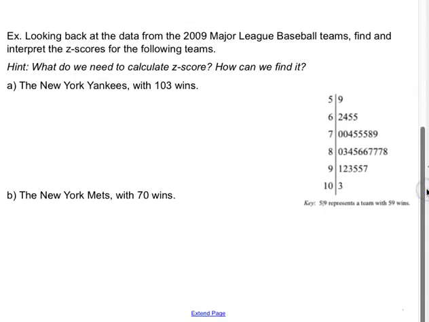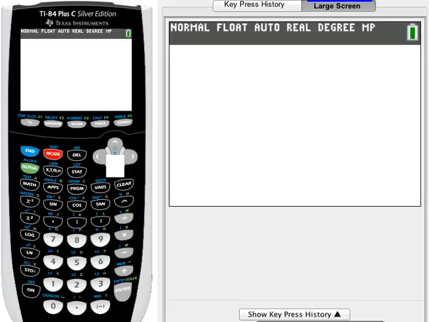Now let's look at this. Looking back at the data that we started the lesson with, find and interpret the z-scores for the following teams. In order to calculate a z-score, what do we need? We need the mean and we need the standard deviation. That's something that we're not given, but we could easily find it. I taught you back in section 1.3 that if you ever need the mean, standard deviation, anything like that, you can go to the calculator and calculate it that way.